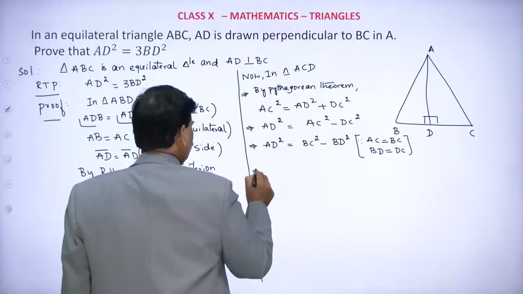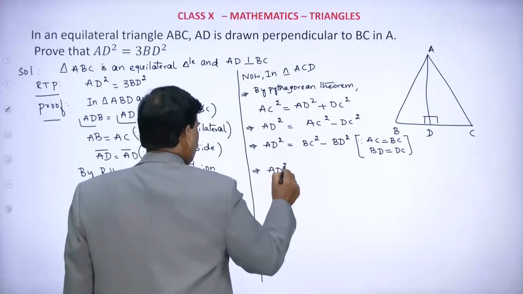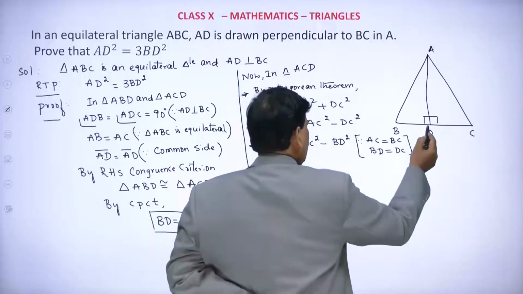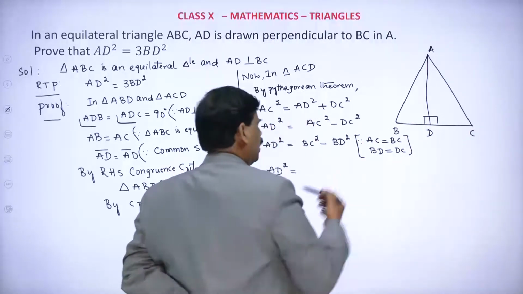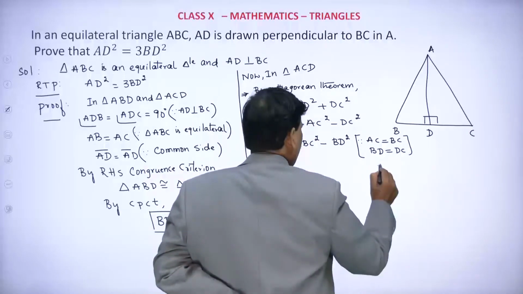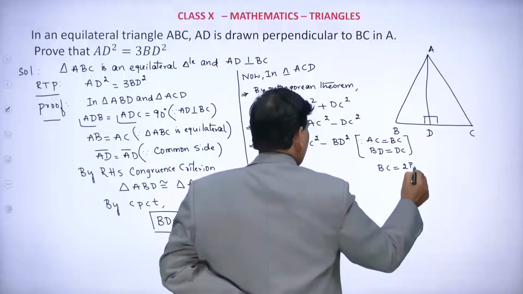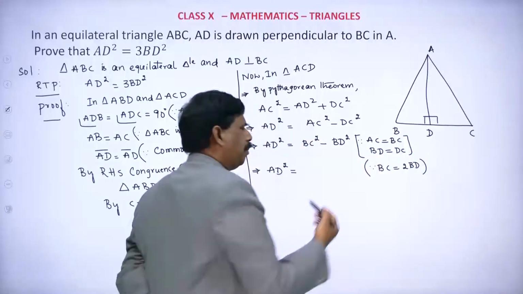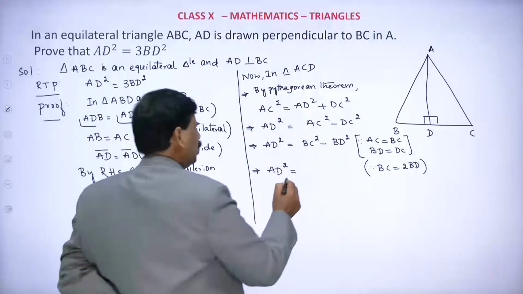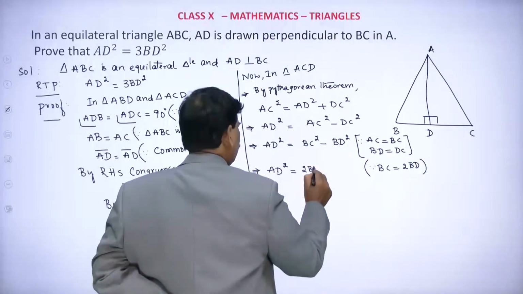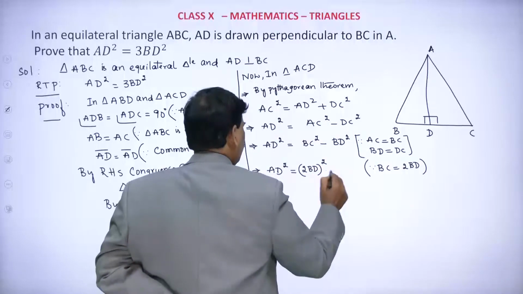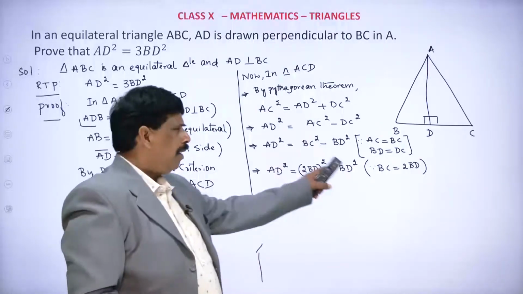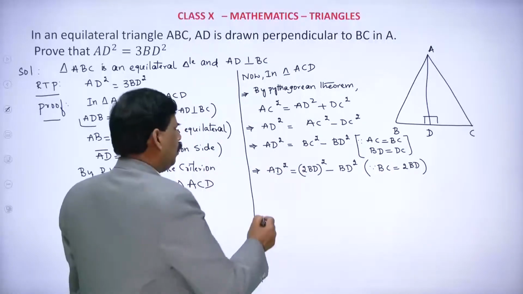So now this is equal to AD square is as it is. As D is the midpoint, that is BD is equal to DC, we can write BC as 2 times BD, correct? So now this is going to be 2BD whole square minus BD square. Clear, we are replacing BC with 2 times BD. We are done with the problem.